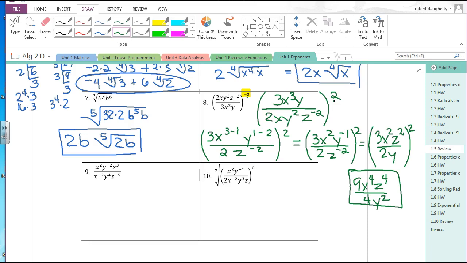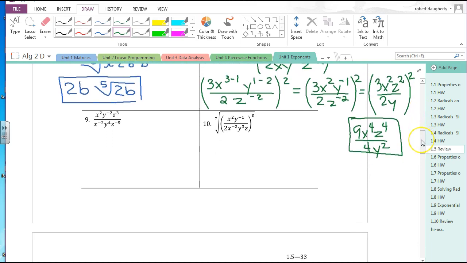Again, there are many different ways to go about this. You could have just distributed this negative 2 exponent through everything and then simplified. As long as you're obeying the rules of exponents, you should get to the same answer that I got. Let's look at the next one here.